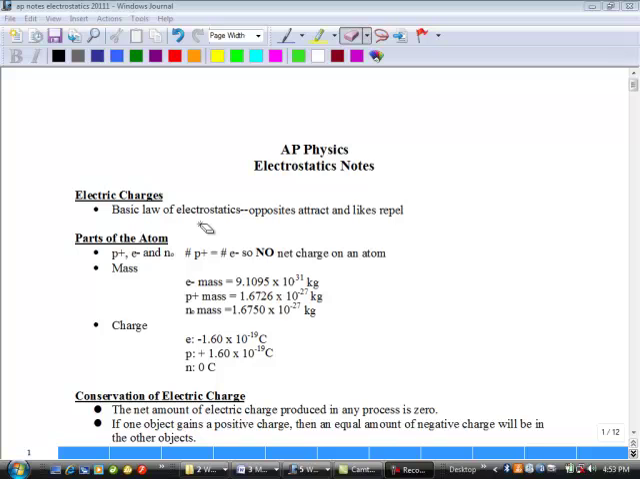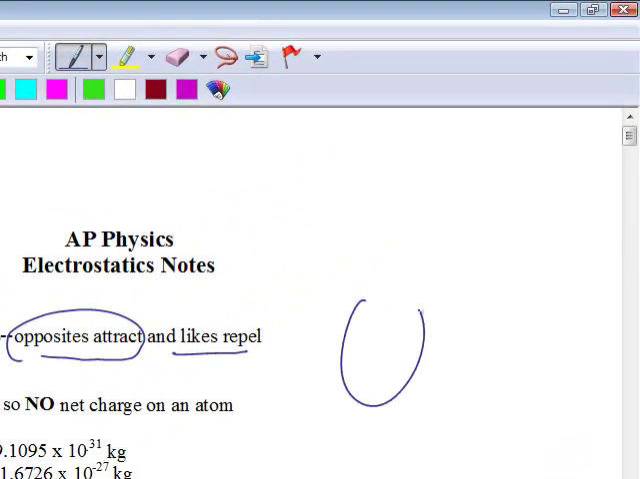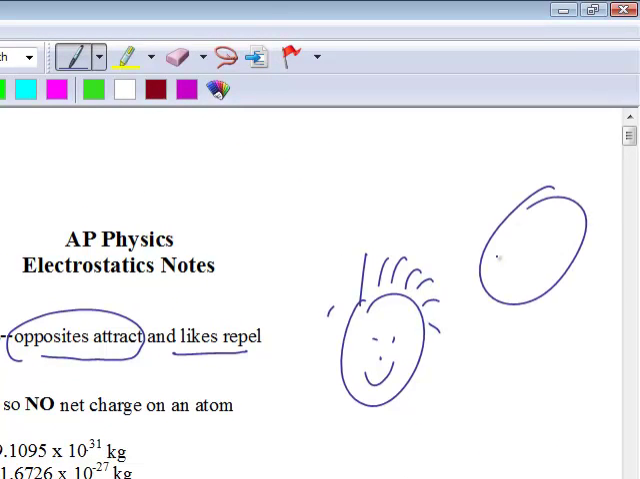So let's get started and talk about electrostatics. When we talk about electrostatics, we're going to be talking about charged particles. It's important that you know that opposites attract and like objects repel. You know this when we play with a balloon. When we brought that charged balloon up to our hair, there was an attraction. That means the balloon was negatively charged and the hair was positively charged, so we saw that attraction.